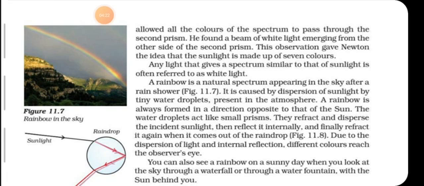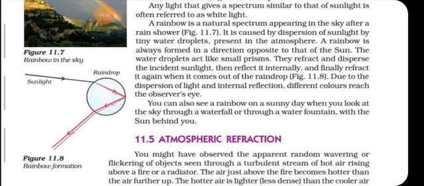Fine students? A rainbow is a natural spectrum appearing in the sky after a rain shower. It is caused by the dispersion of sunlight by tiny water droplets present in the atmosphere. A rainbow is always formed in the direction opposite to that of the sun. Please note that, students, that is quite important for you. You can also see a rainbow on a sunny day when you look at the sky after a rainfall, or near a waterfall, water fountain, etc.